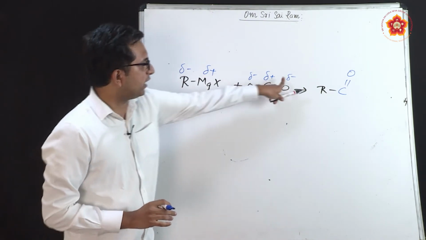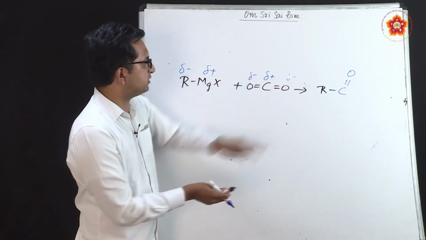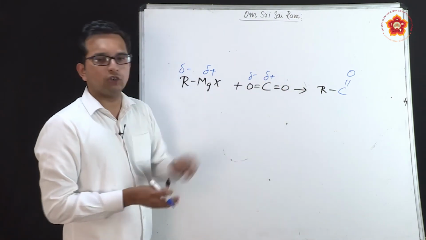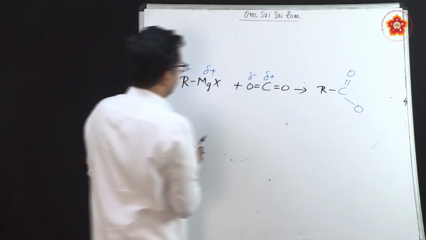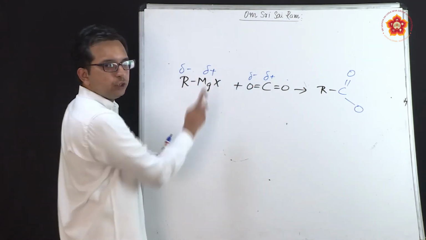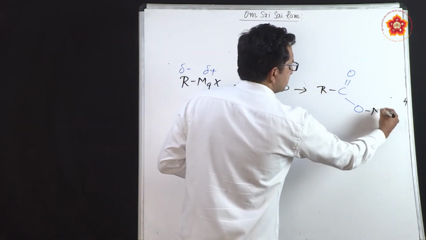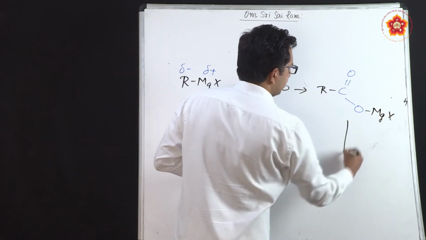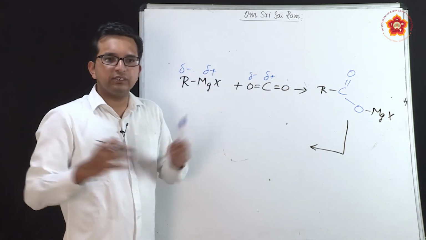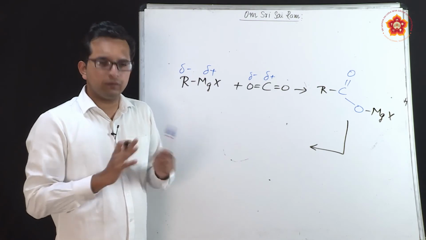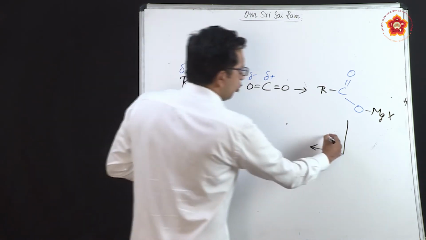Now, one side when I take, suppose I have considered this as a negative oxygen. So, in this case the negative oxygen which is there will be attached by the positive MgX which is present here. So, this is a sort of intermediate that is generated in this case. Now, from this intermediate how will I get my final compound? Pretty much easy, just add water.